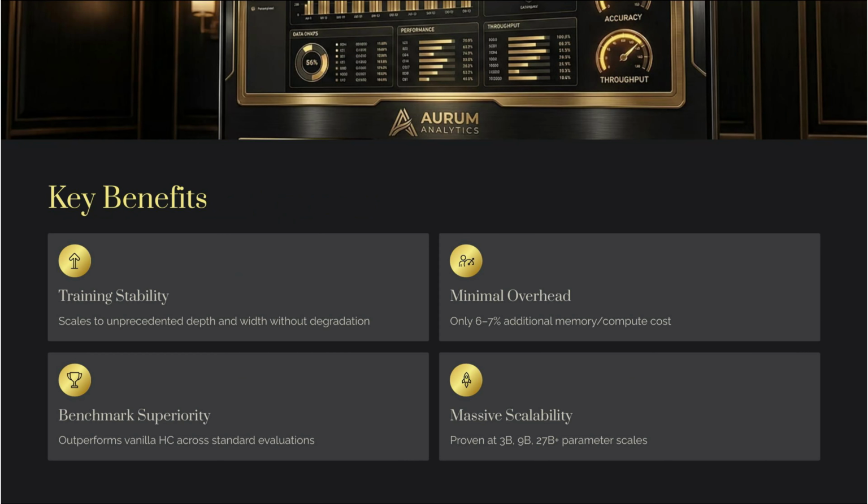So why should you care? Here are the concrete wins. First, training becomes stable at depths and widths that would normally cause problems. Second, and this is important for practical deployment, you only pay 6 to 7% extra in memory and compute. That's a rounding error compared to the benefits. Third, empirical testing shows mHC outperforms vanilla hyperconnections on standard benchmarks. And fourth, it scales. We're talking about models with 3 billion, 9 billion, even 27 billion parameters and beyond, all training cleanly without the usual workarounds and compromises.